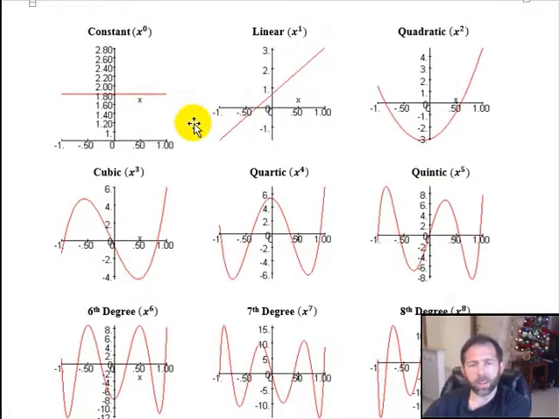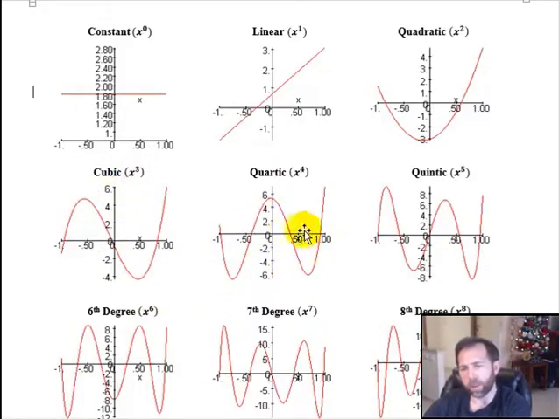One thing you should notice, I hope you noticed already, is that as the degree gets higher, the more turns you have. So notice a linear function has no turns. A quadratic function has 1 turn. It's going down, changes direction, now it's going up. A cubic function changes direction twice. So it goes up, changes direction, goes down, changes direction, goes up. So there are 2 turning points on a cubic.